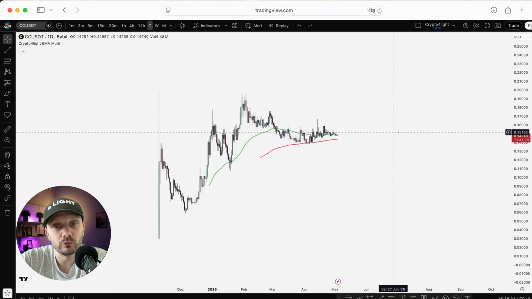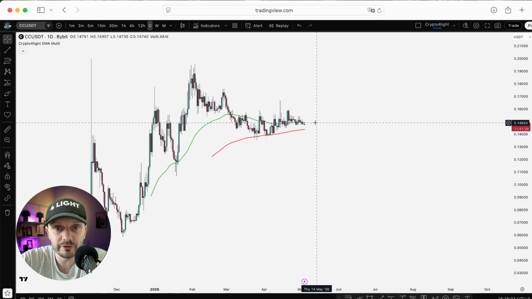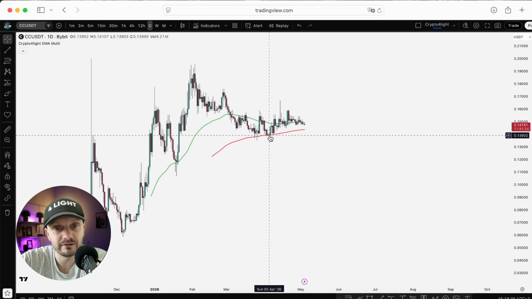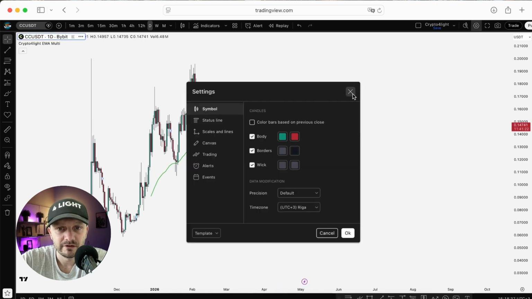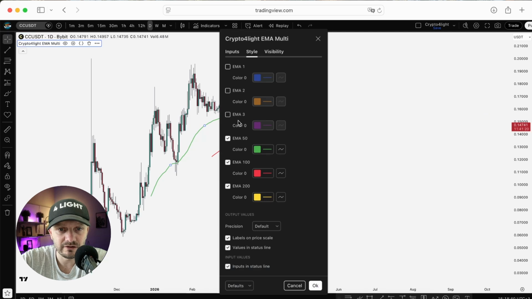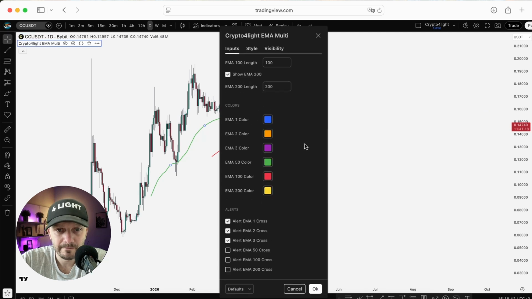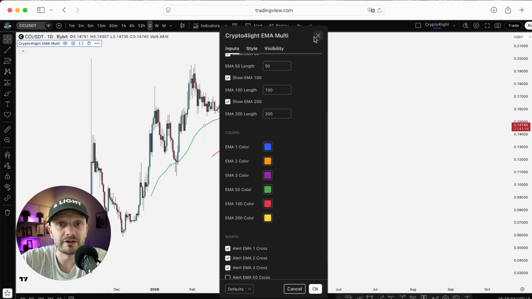Let's take a look at the multi-time frame. On the daily time frame, we already retested the 50. This is the 200 EMA, I guess. Let me double check. This is the 200, and the red one is the 100 EMA.